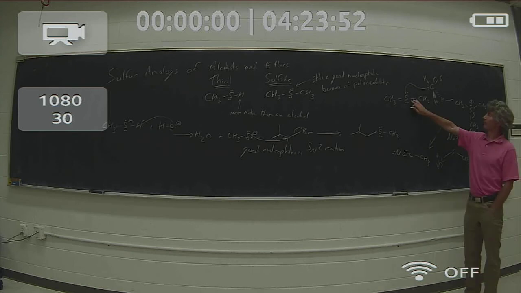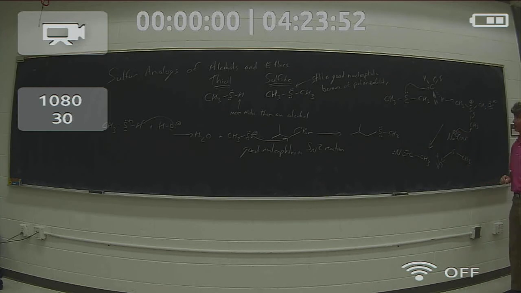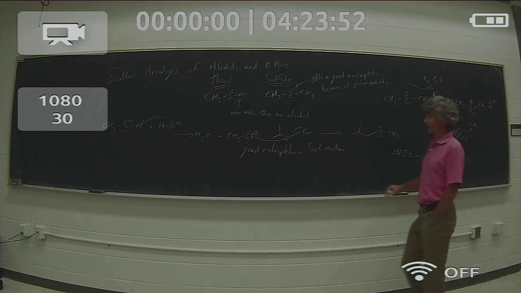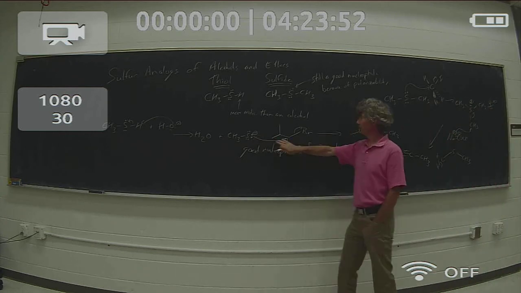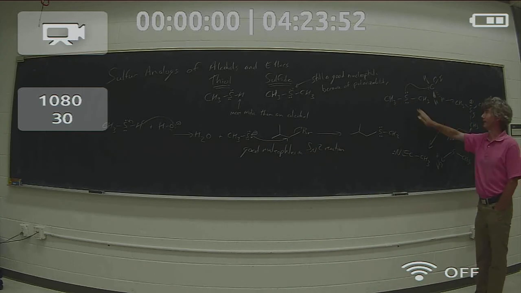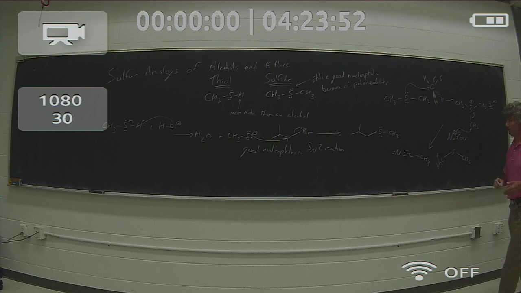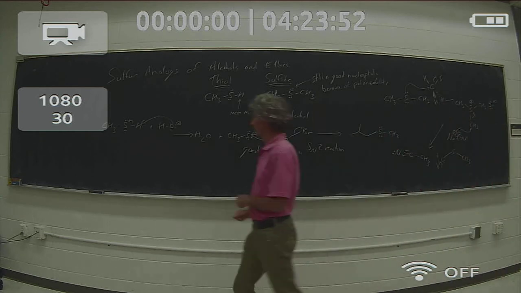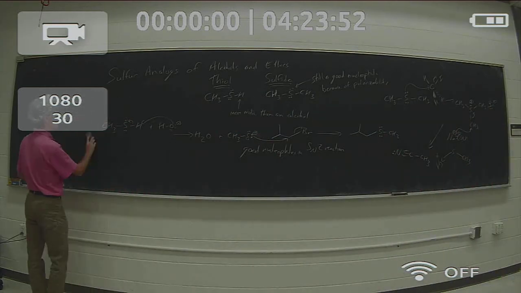This doesn't happen readily with ethers. The larger, more polarizable sulfur is a much better nucleophile than the smaller, less polarizable oxygen. So we can alkylate S minuses using alkyl halides, but we can also alkylate neutral sulfides to form sulfonium salts. And that's a reaction that isn't typical of the oxygen analog.